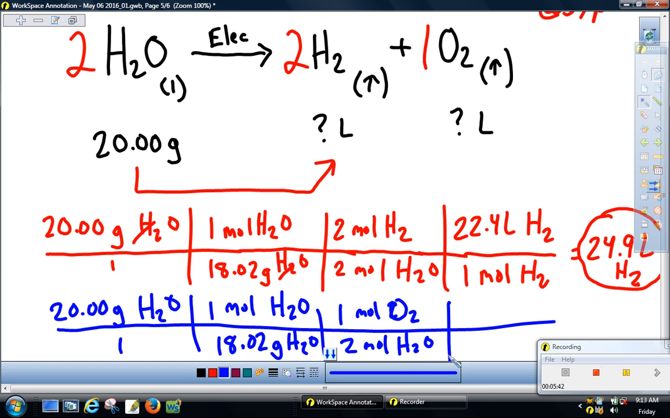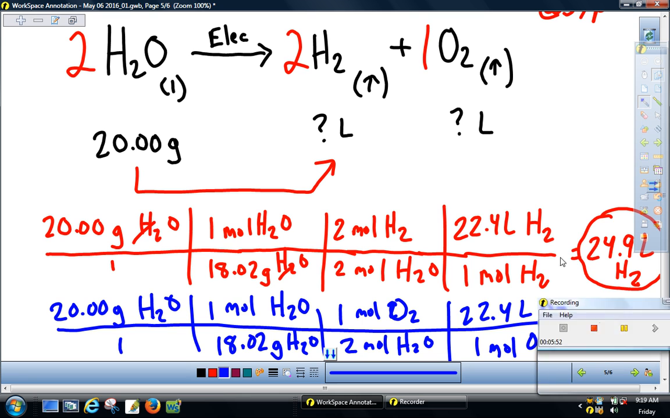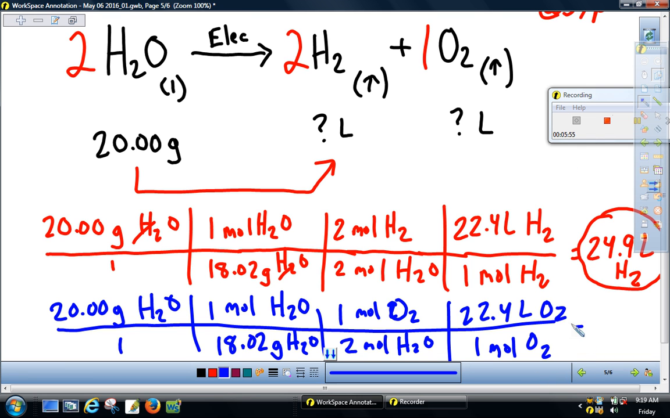So there's a 1 to 2 ratio, and then because we're still at STP, each mole of oxygen will take up 22.4 liters of space. And when you divide 20 by 18.02, multiply by 1, divide by 2, multiply by 22.4, we get an answer of about 12.4 liters of oxygen gas can be produced. And that makes sense because with a 2 to 1 ratio, we can only make half as much oxygen as we can hydrogen from the water.